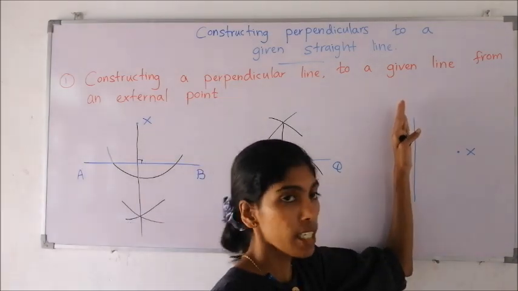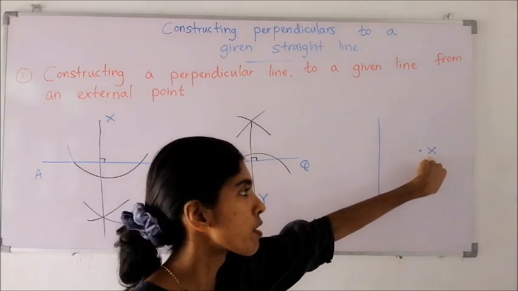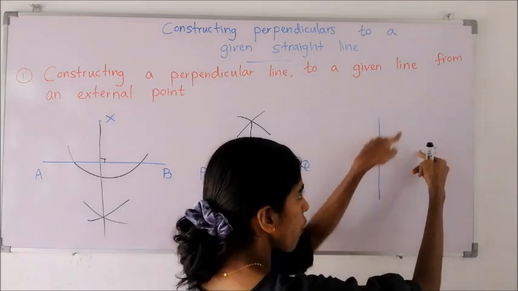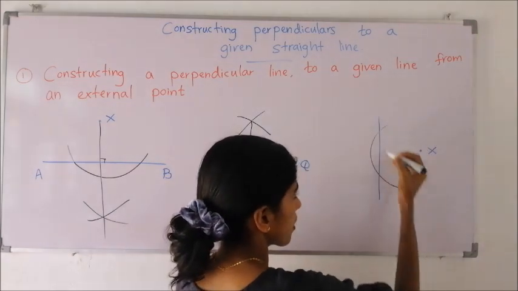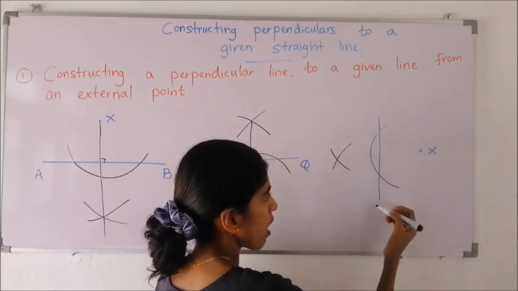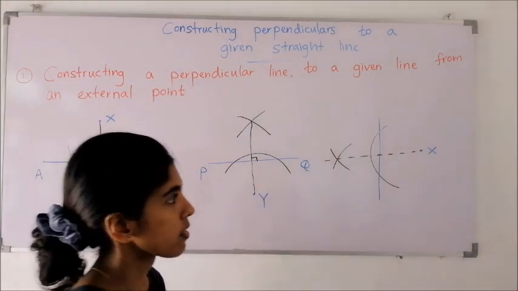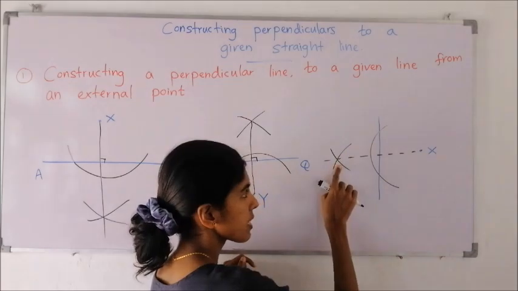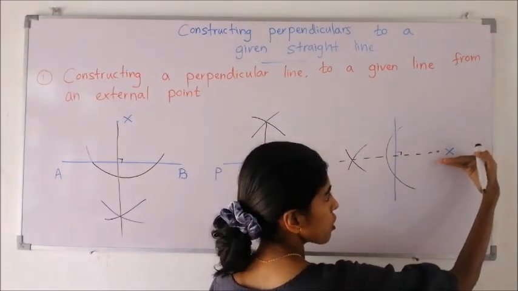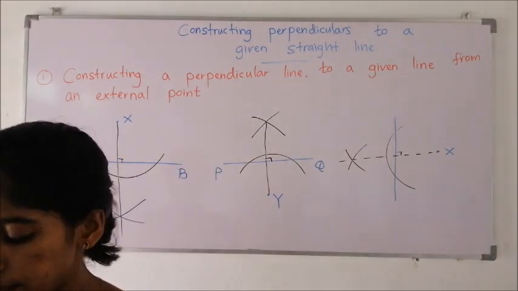Next, a vertical line I have drawn. I haven't named it. Anyhow, the external point is marked here. From this point, keep the middle point, draw an arc. Now, by keeping the middle points on these 2 points, we can draw another 2 arcs as if to intersect. Then you can join the 2 points. That means the external point and the intersection points can be joined. Then we can see a perpendicular. This is the perpendicular line which is drawn to the given line from external point X.